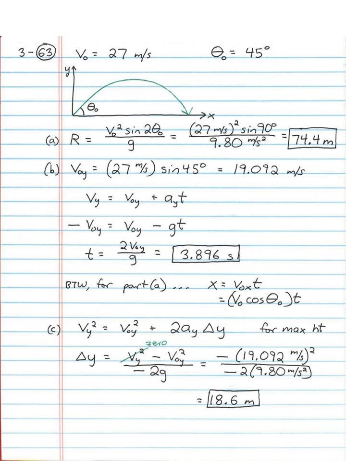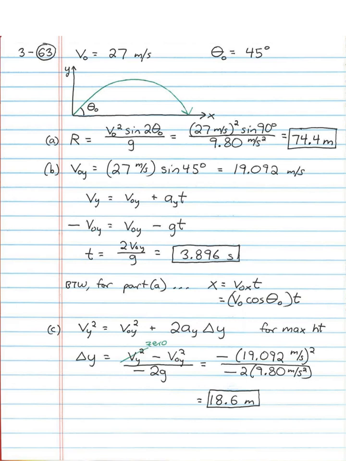Number 63 is a problem with projectile motion. It says a baseball hit just above the ground leaves the bat at 27 meters per second at 45 degrees above the horizontal. How far away does the ball strike the ground? How much time is the ball in the air? What is its maximum height?